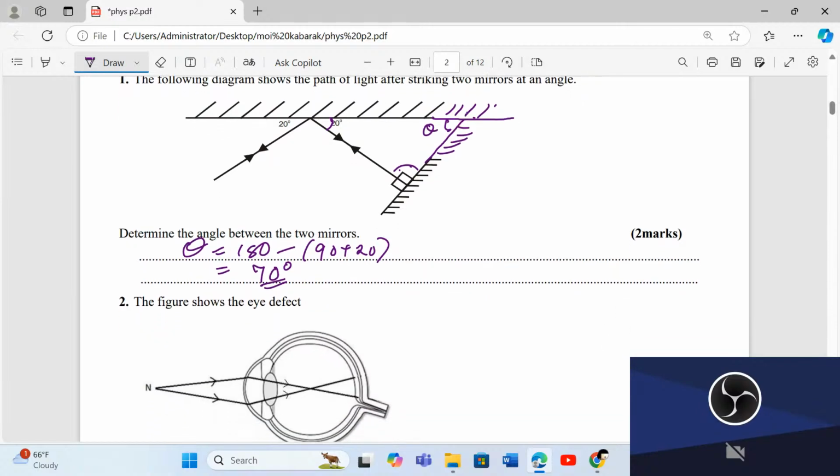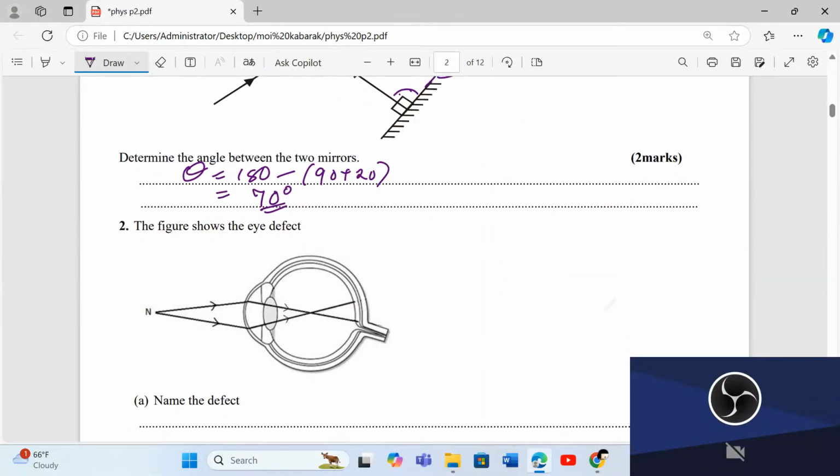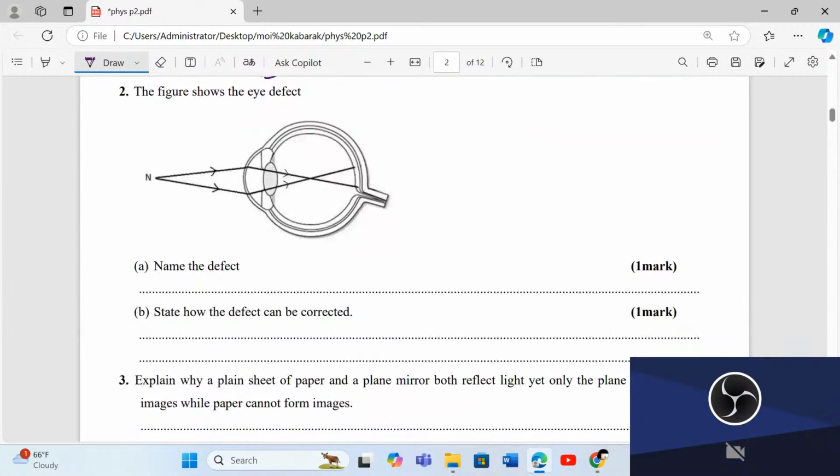The figure shows the eye defect. Then you're told to name the defect. If you look at this one, you can see that the image will be formed at this part. Then the kind of defect, which is this one, is called long-sightedness. Long-sightedness.